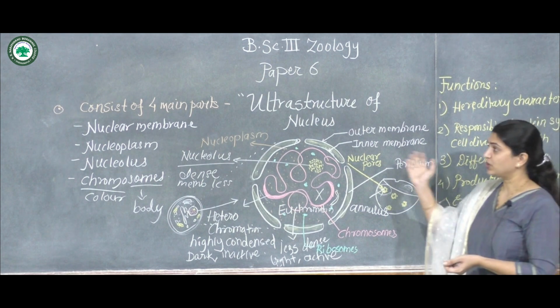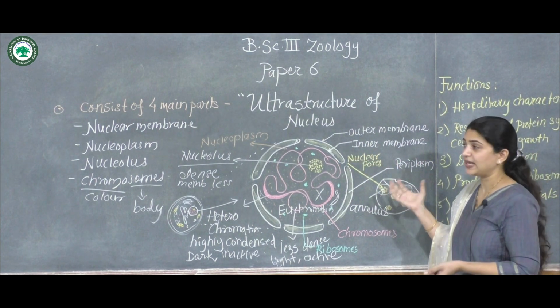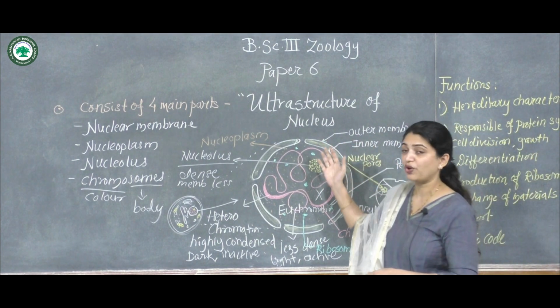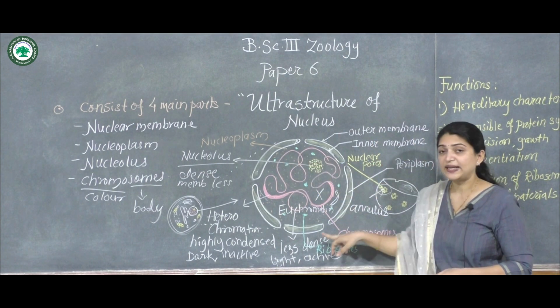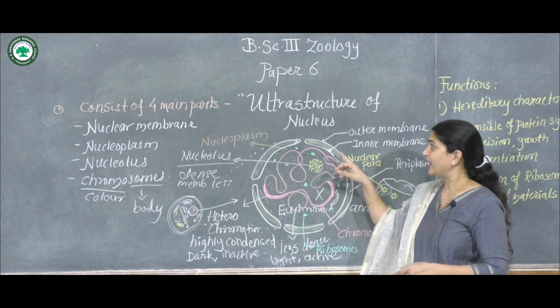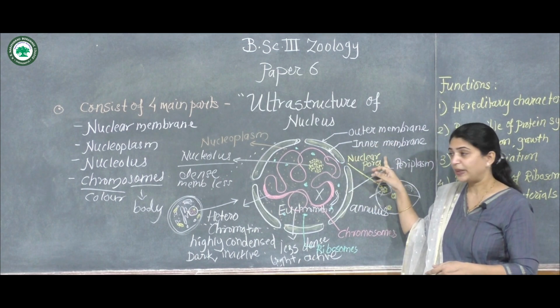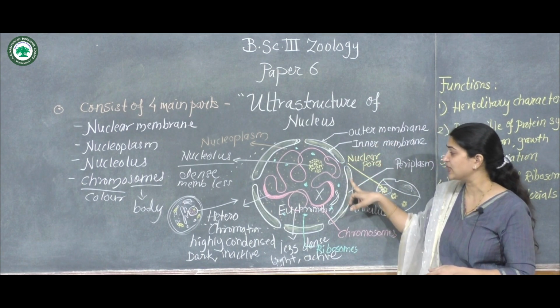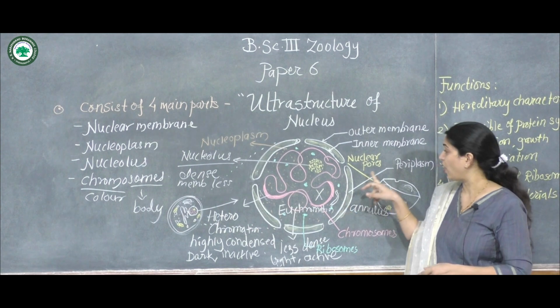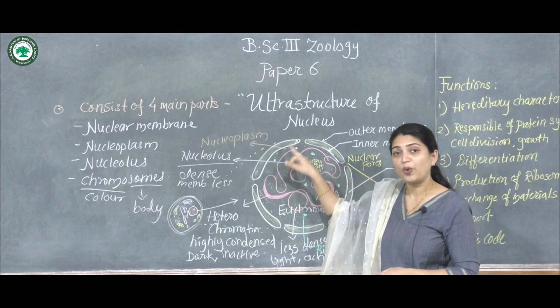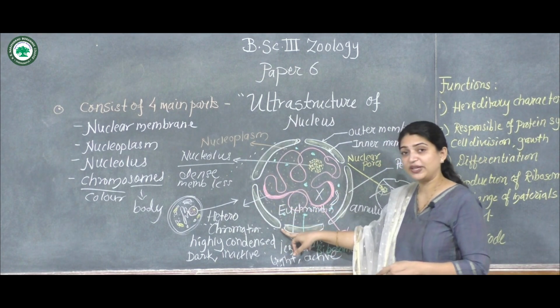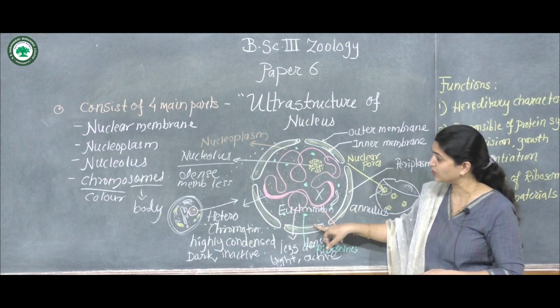Hope you have understood this ultrastructure of the nucleus. Again, a recap: it consists of four main structures. The nuclear membrane is the double-layered membrane, consisting of an outer and inner membrane with a space in between called the perinuclear space or periplasm. Along with this, it consists of nuclear pores, that is, pores for allowing different kinds of materials to import and export.